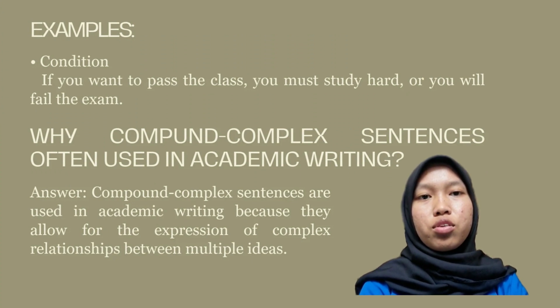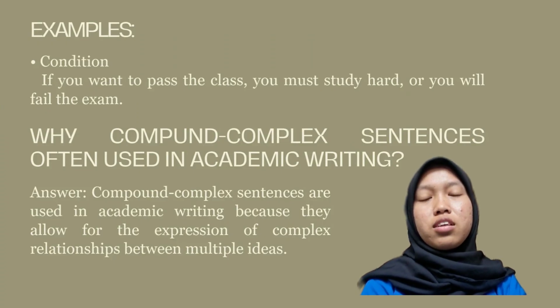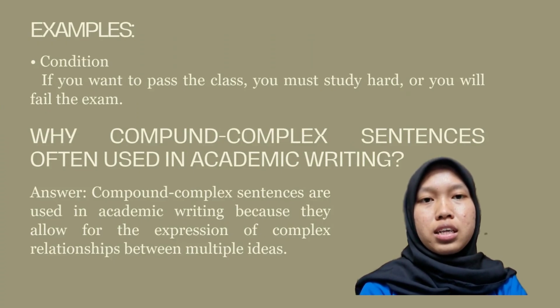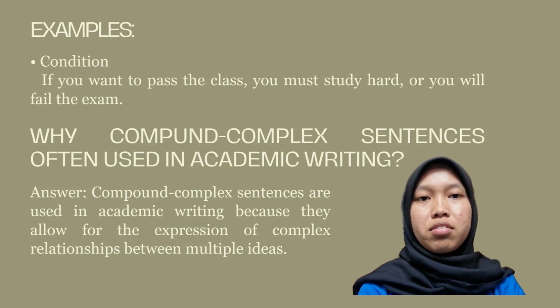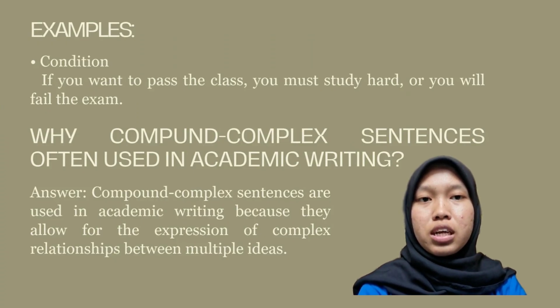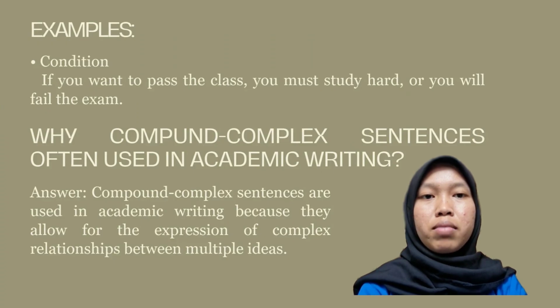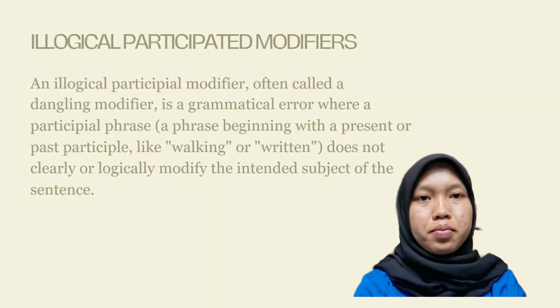Why are compound complex sentences often used in academic writing? Because they allow for the expression of complex relations between multiple ideas. Academic writing requires precision and the ability to connect various pieces of information, evidence, and arguments logically. Compound complex sentences facilitate this by combining independent clauses, main ideas, with dependent clauses, providing context, condition, reason, or contrast.